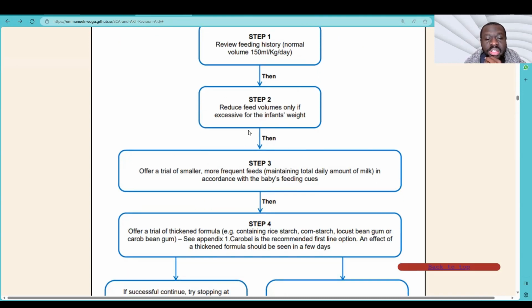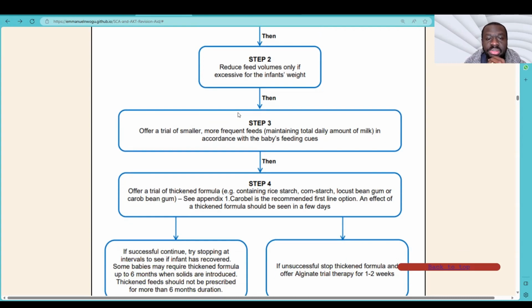Another thing you can do, even if the volume of feed is within the calculated amount, is to tell them to reduce the volume per meal, with feeds more spread out. So if you were feeding the child three times a day previously, you might now feed the child 5 times a day, with smaller volumes per feed.